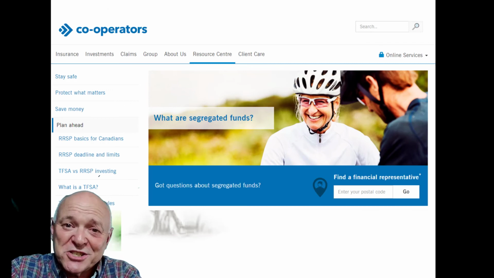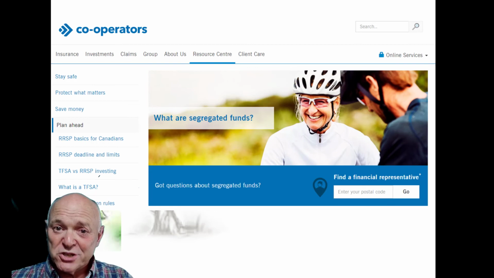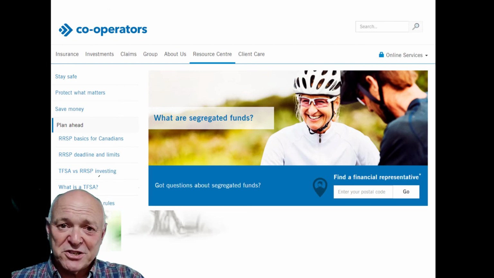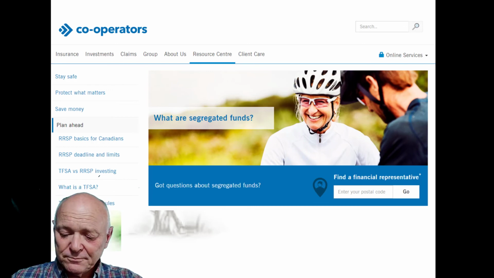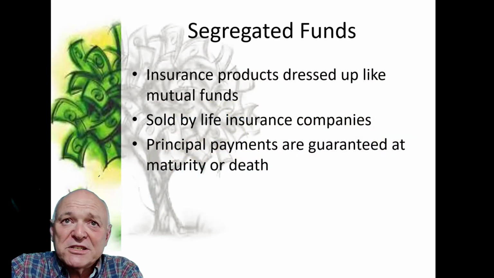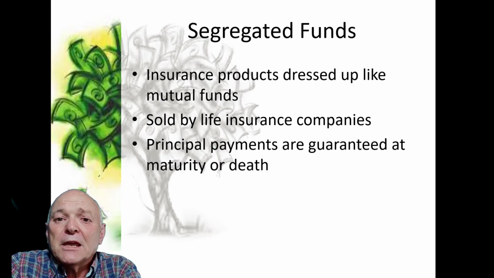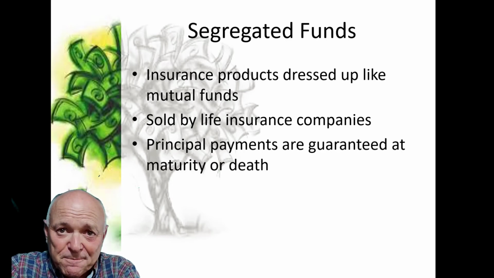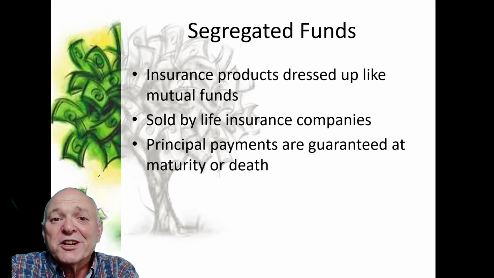Insurance companies do not sell mutual funds, but they sell segregated funds. And the way that they justify their entrance into the mutual fund business is that their products are not just an investing product, they're also an insurance product. Essentially, segregated funds sold by insurance companies are different because they offer to make sure that the principal portion of your investment is going to be guaranteed at maturity or at death.